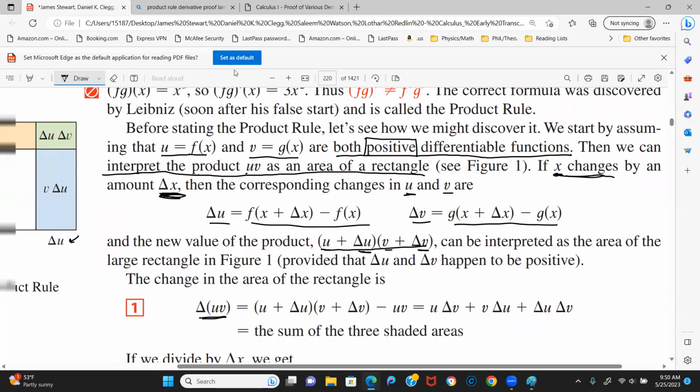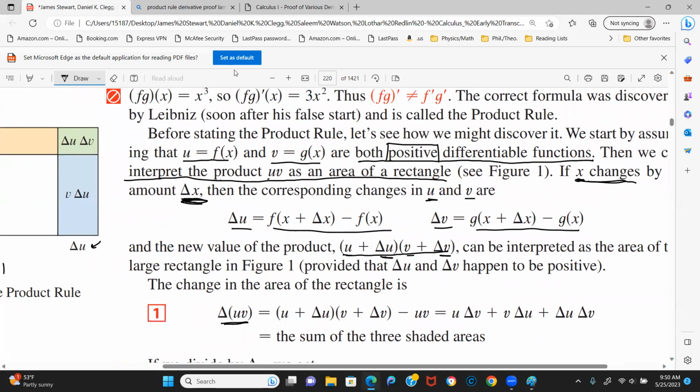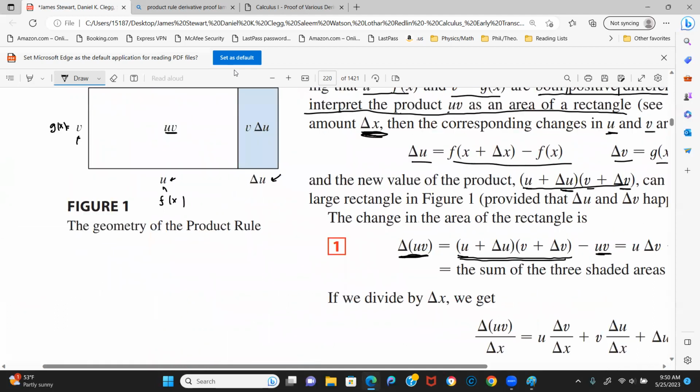The change in the area when you just change the lengths of the sides a little bit. So the change in the area is delta of u times v. Well, it's going to be the enlarged area minus the original area. And if you FOIL this out, you get u times v. So let's FOIL that out, actually.